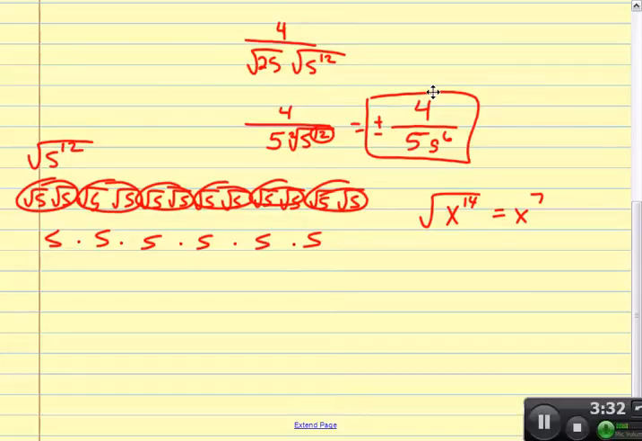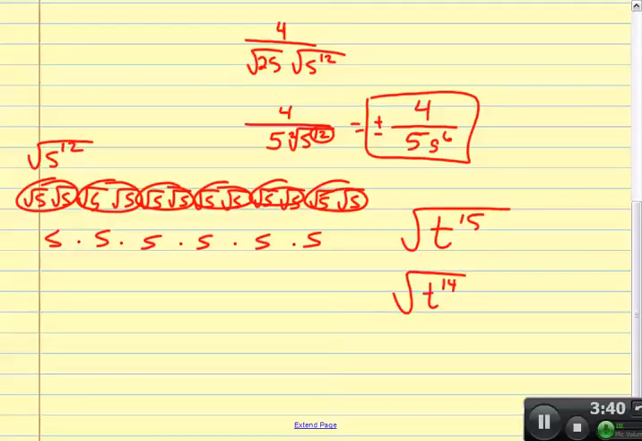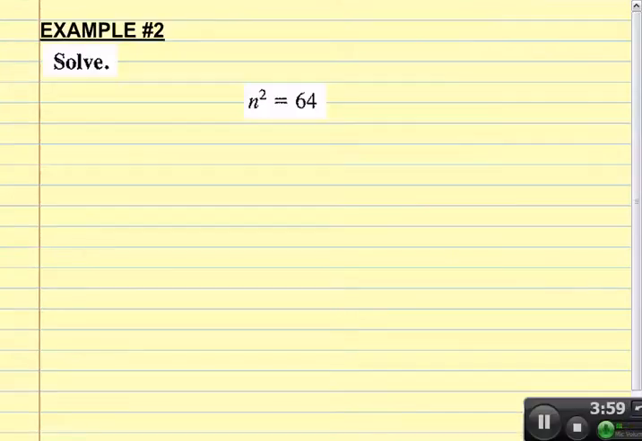Now listen, if I have an odd exponent, let's say I've got the square root of t to the 15th. Well, remember, that's the square root of t to the 14th times the square root of t to the 1st, right? That would give me t to the 15th. Well, this is just t to the 7th times root t. It takes a pair to get them out from under the radical sign. Okay? All right, let's look at the next one.